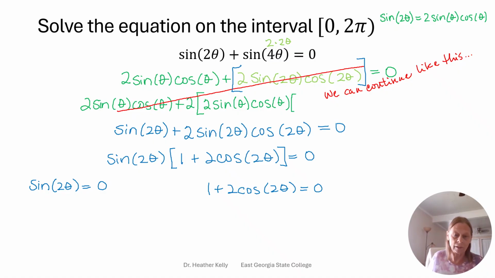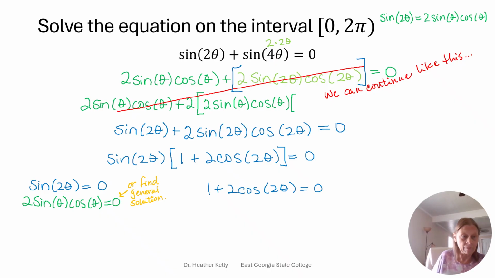Now we can apply the specific formulas that we need here. So this is equal to 2 sine theta cosine theta equals 0 if you're so inclined, or you could find the general solution and get all the answers. Okay. I'm going to stick with this guy. Now I'm going to divide 2 out of both sides, so I literally wind up with sine theta equals 0 and cosine theta equals 0.